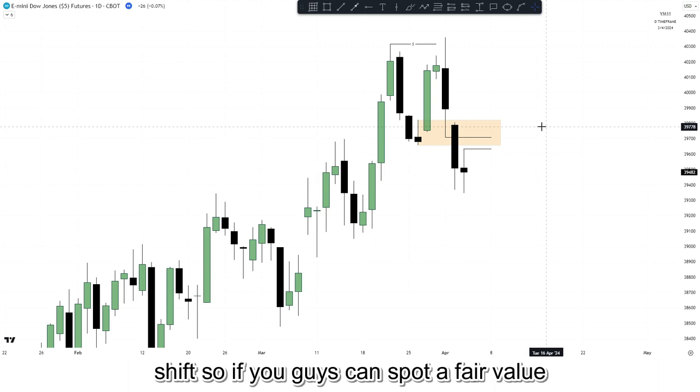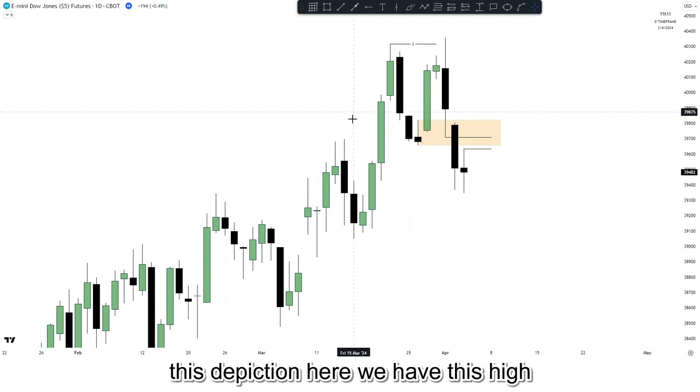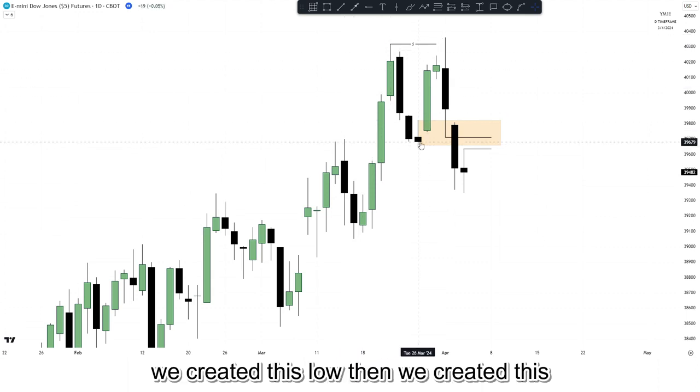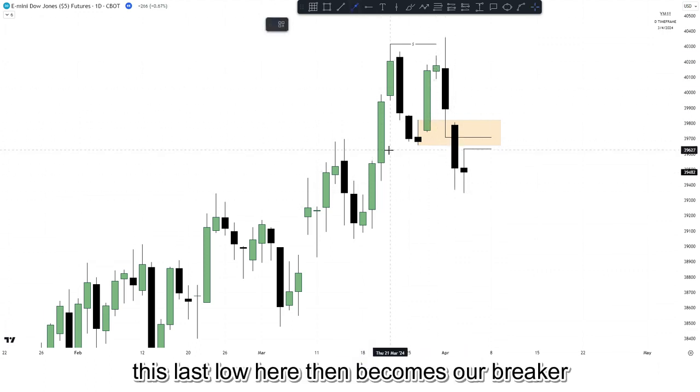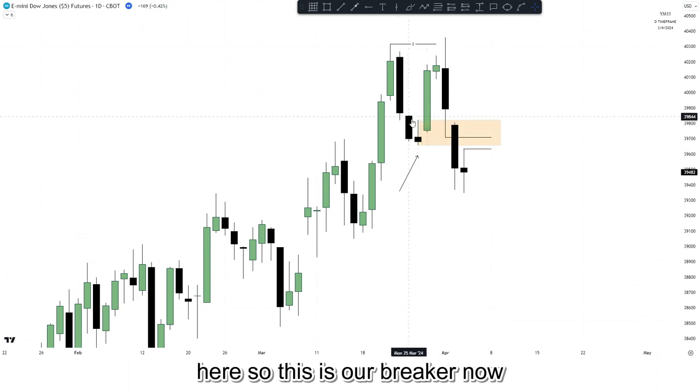So if you guys can spot a fair value gap near or inside of that breaker, it will make that move a lot more explosive. So in this depiction here, we have this high, we created this low, then we created this higher high, and then we broke below this low. This last low here then becomes our breaker, and we've colored it in this orange box here. So this is our breaker.